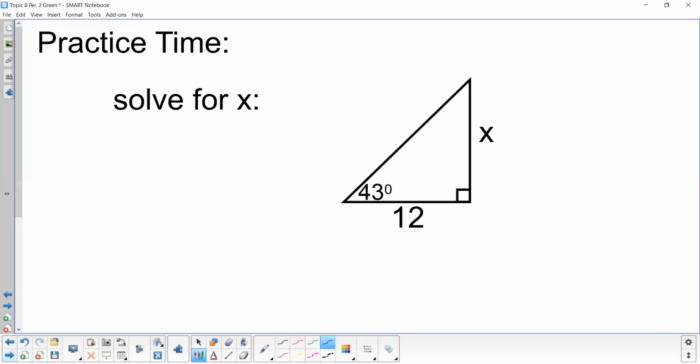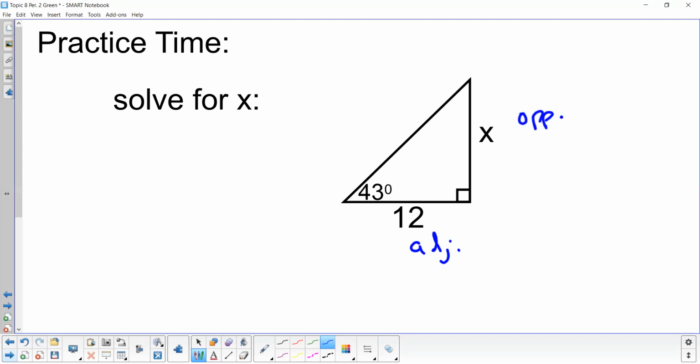Based on where 43 degrees is, let's label our sides. X is the opposite side, good. 12 is the adjacent. You all should be writing this down as I'm writing it. Now, do I even need to label the hypotenuse? No, because this doesn't pertain to this problem. We don't know what it is, and we don't want it.